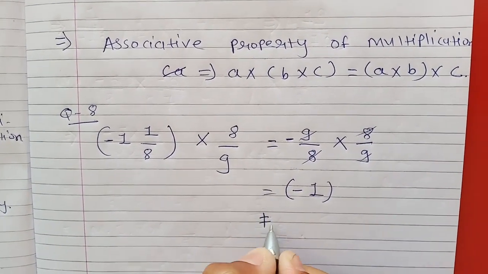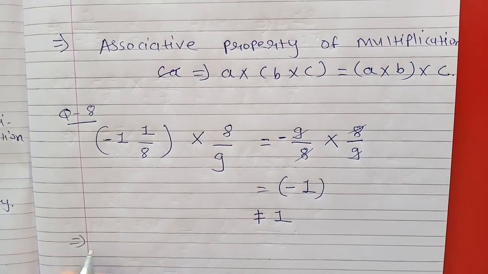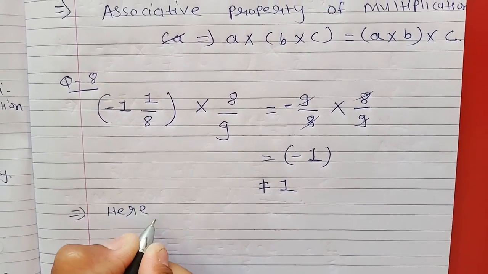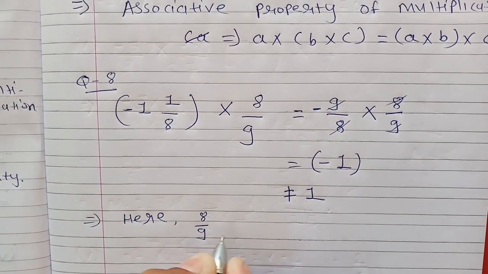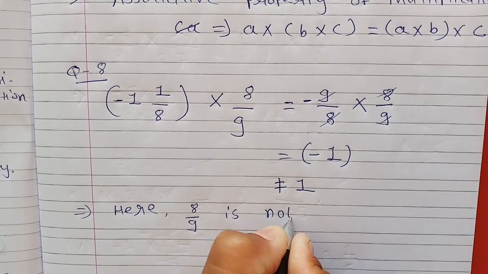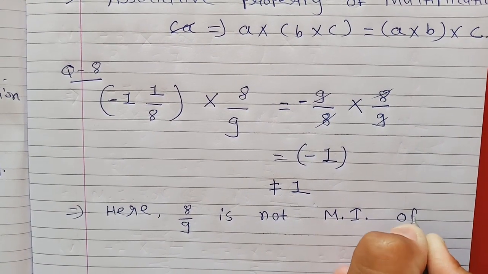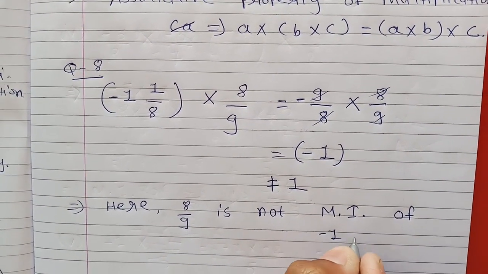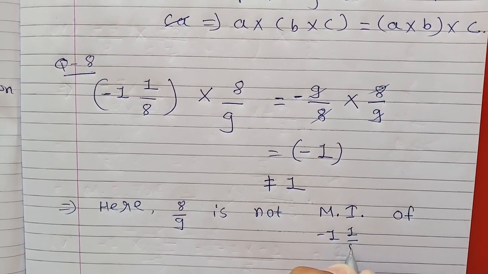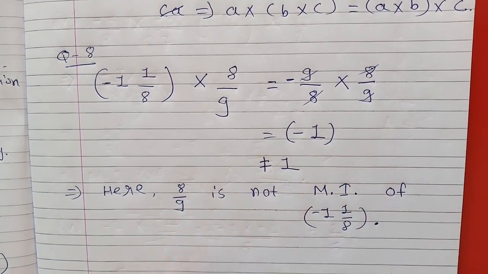It is not equal to 1. So we can say here that 8 upon 9 is not the multiplicative inverse of -1 and 1 upon 8.